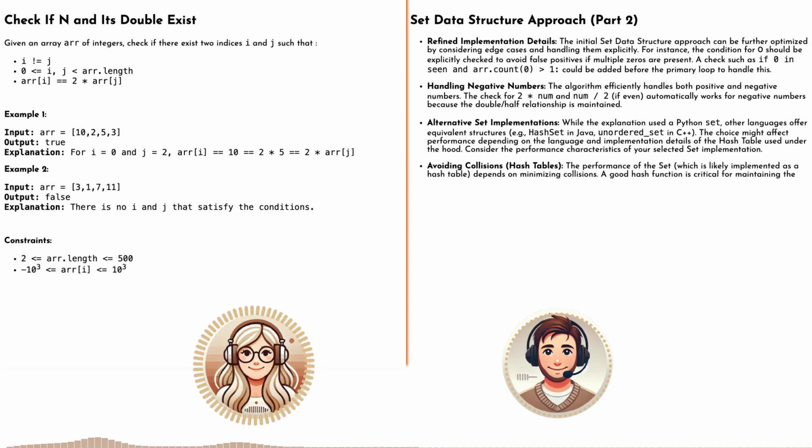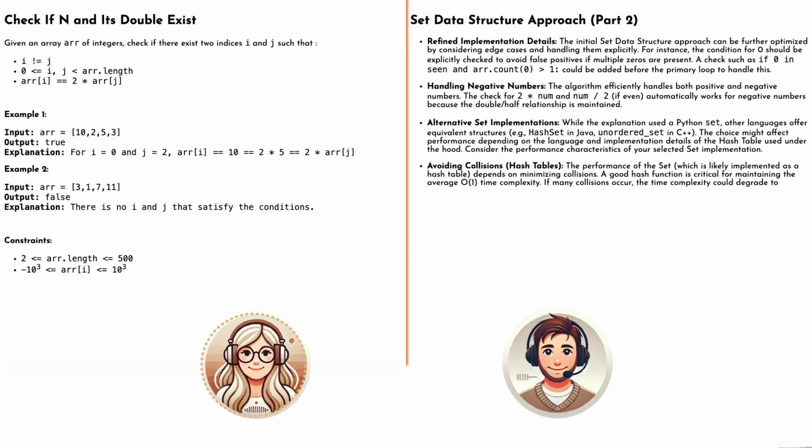I'm going to let you ponder that for a moment. Let's see. We're looking for doubles, and sets only store unique values. So maybe as we go through the array, we could... I think I've got it. What if we add each number to the set as we go? And if we encounter a number that's already in the set, that means we found its double or half earlier in the array. You nailed it. You're a quick learner.